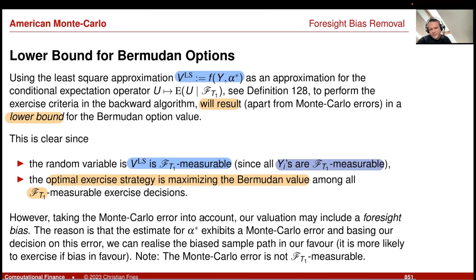This is not completely true, because this guy here is a Monte Carlo approximation. So there is still a Monte Carlo error. So I have a lower bound in the limit case where I interpret this here as being the random variable on the full space, and where I interpret this here as being the analytical conditional expectation operator. Then the statement is true, then I have a lower bound. If I have a Monte Carlo error in my estimate, then this introduces some foresight bias. So this is like the perfect foresight.